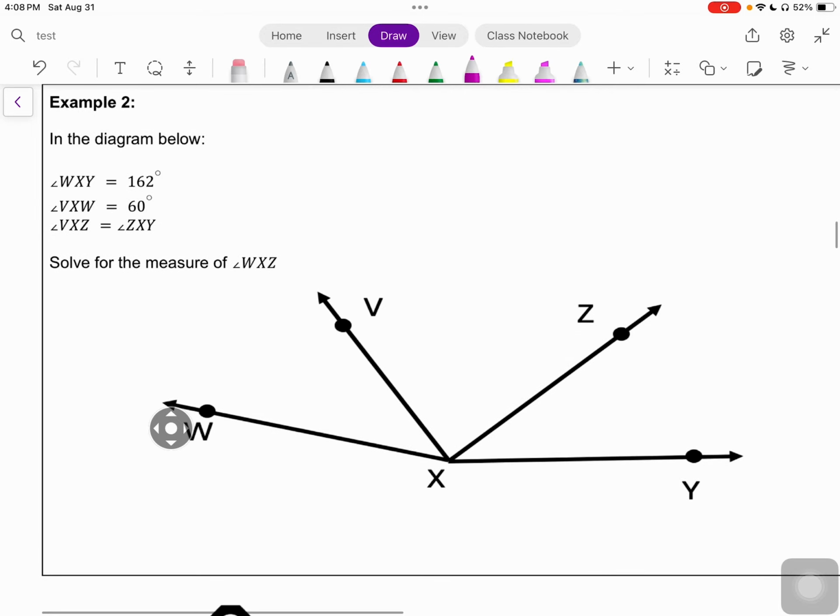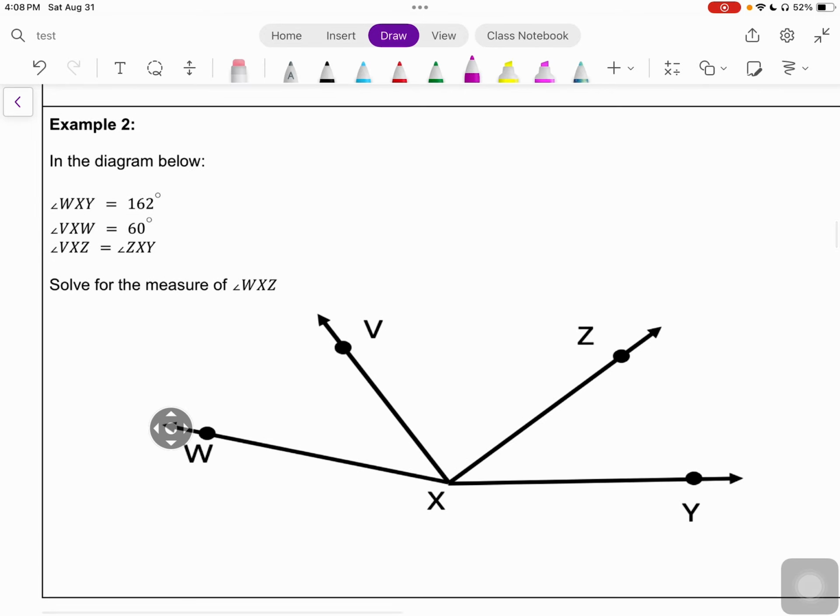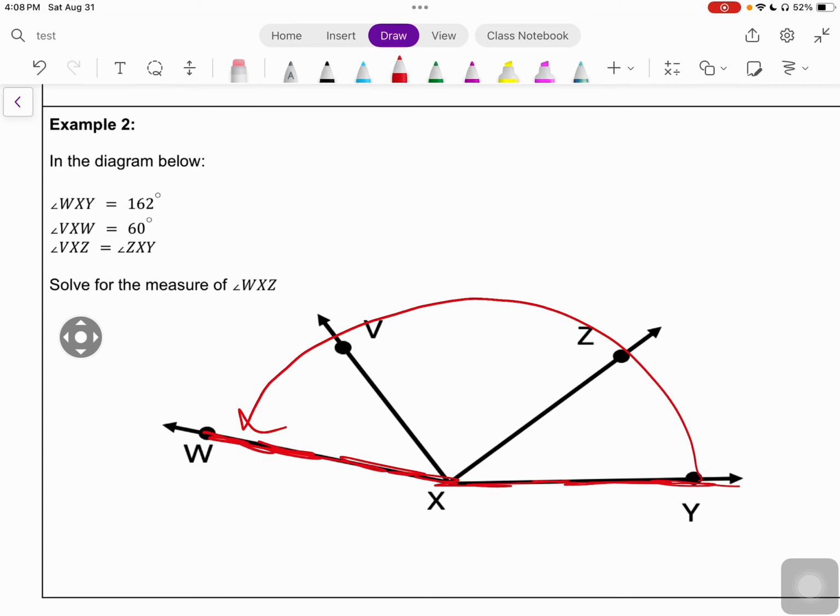Example 2, a little bit more complicated, a couple more angles. You notice as we go through these videos, the examples are going to get more and more challenging. Again, the key here is going through this information and labeling what you have. So angle WXY, WXY is actually this entire thing. So I would label this way on the outside here so I don't confuse it with anything else. It's going to be 162 degrees. We then have V, X, and W. So V, X, and W, this is going to be 60 degrees.